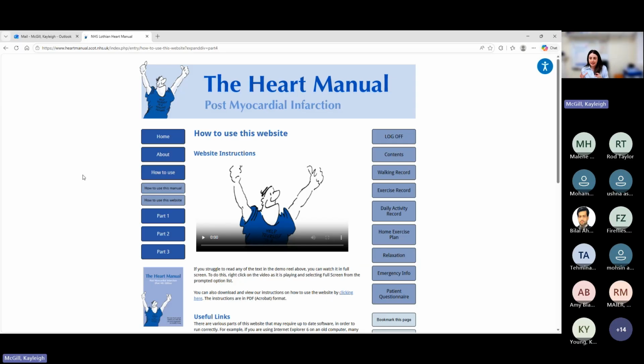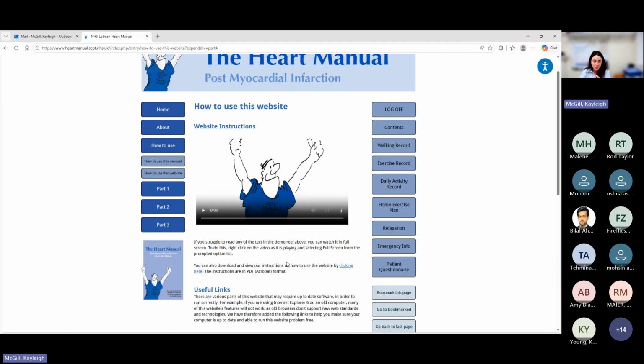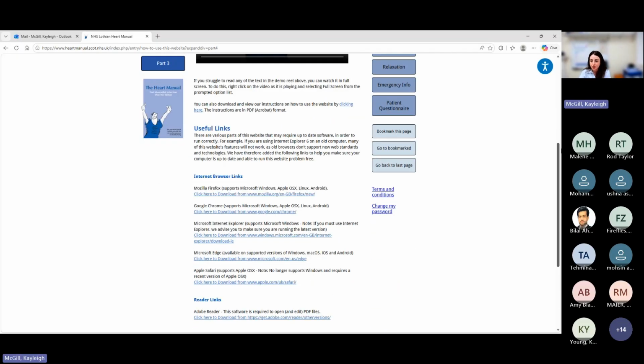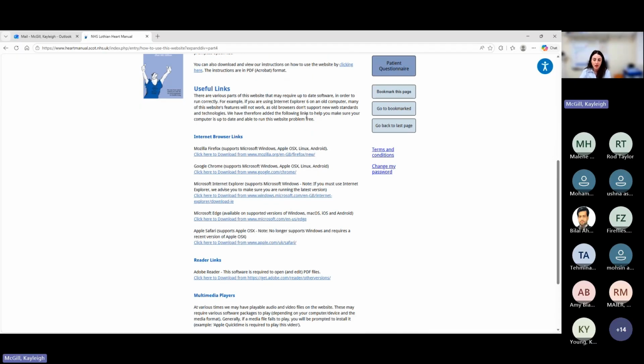Now, I know we previously said that the paper manuals and the digital manuals are both exactly the same, but the How to Use This Website section is the only section that differs between both versions. This is just about providing patients with a little video tutorial on how to navigate the website, just like I'm doing at the moment. And there's also some technical support links should they have any problems with their browser or accessing any of the downloadable content from the manual itself.